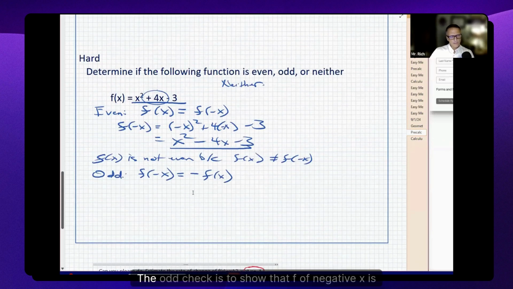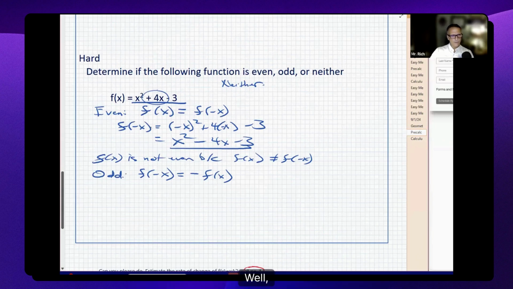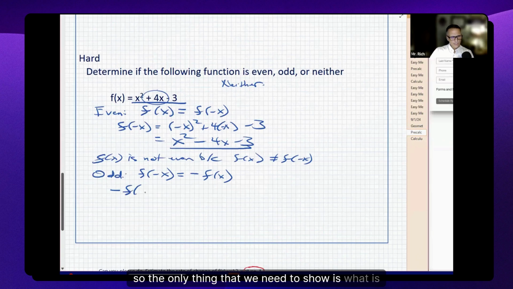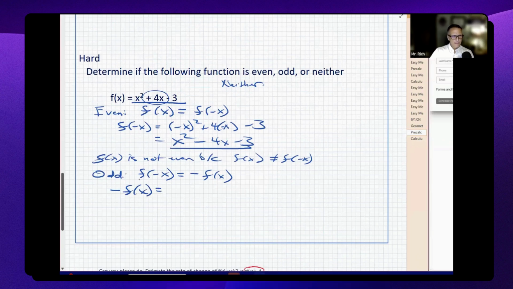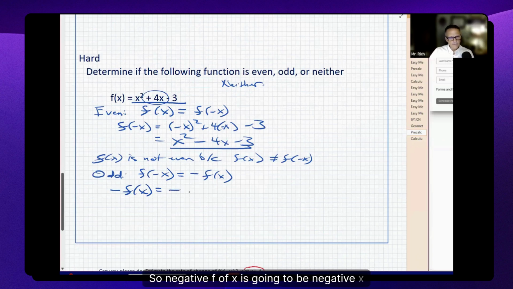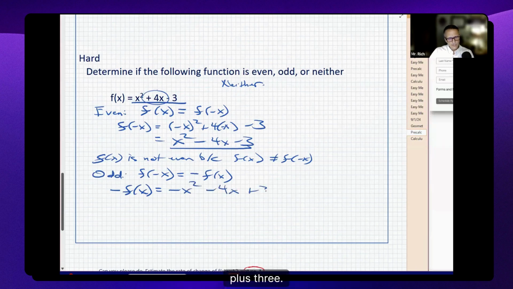Back to this. The odd check is to show that f of negative x is equal to negative f of x. Well, we already know what f of negative x is. So the only thing that we need to show is what is negative f of x. Well, negative f of x means to multiply the f of x by a -1, changing all of the terms. So negative f of x is going to be negative x squared minus 4x plus 3. And that is obviously not the same as f of negative x, which was this result here.